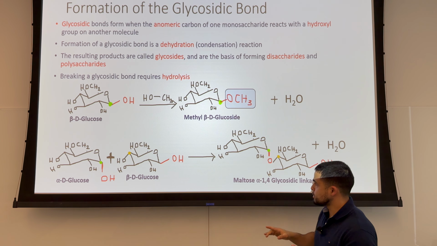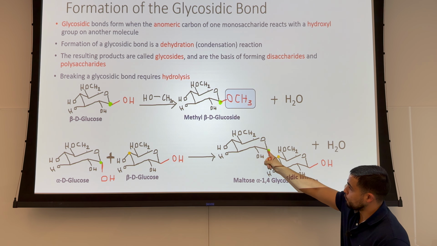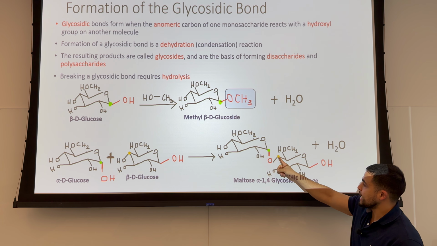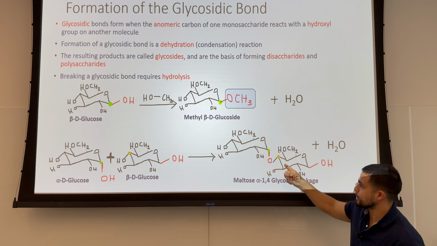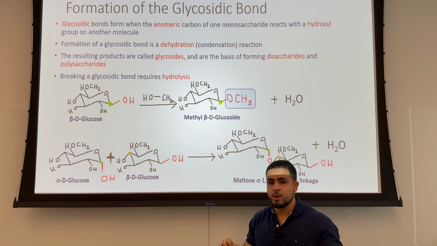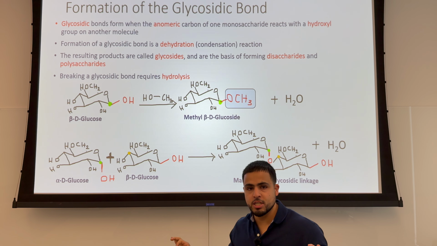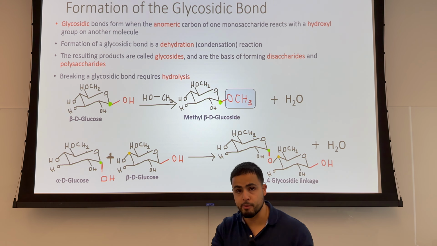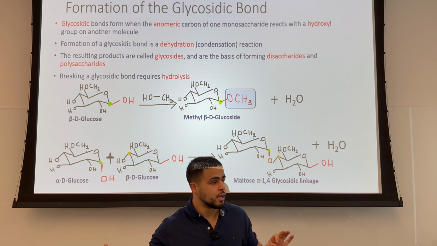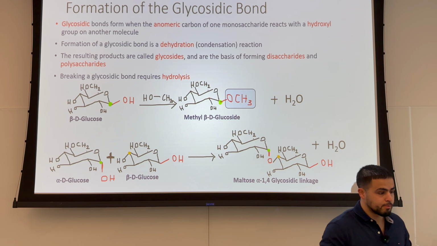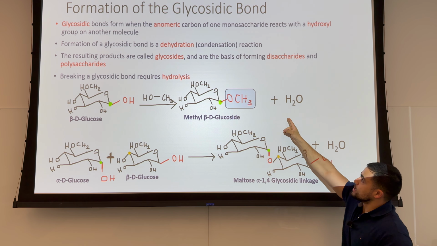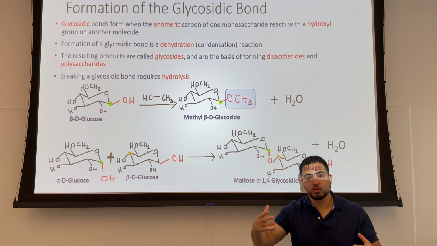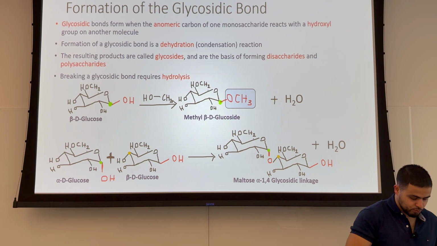More on the naming in a bit, but just so you know, this is alpha-1, the first carbon, and then it's attaching to the fourth carbon of the second glucose molecule. So 1, 2, 3, 4. Okay, and so polysaccharide formation is essentially the same process. You're just forming more and more glycosidic bonds. Now, the way you break a glycosidic bond is via hydrolysis, because the idea over here was that when you formed it, you release water. So if you want to break it, you add water.